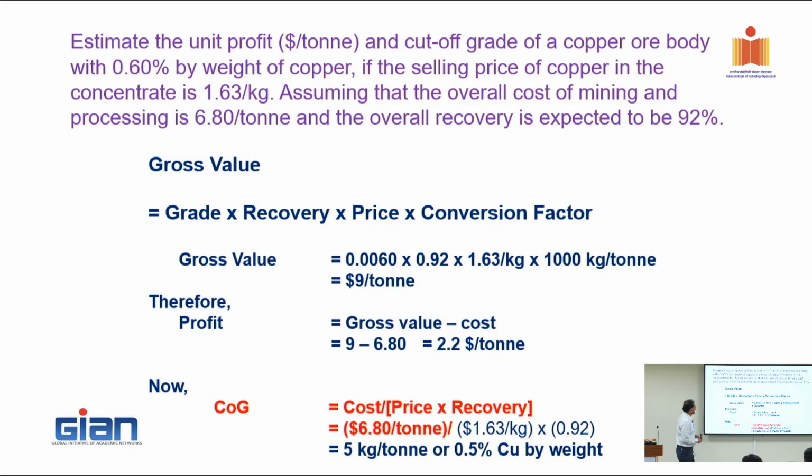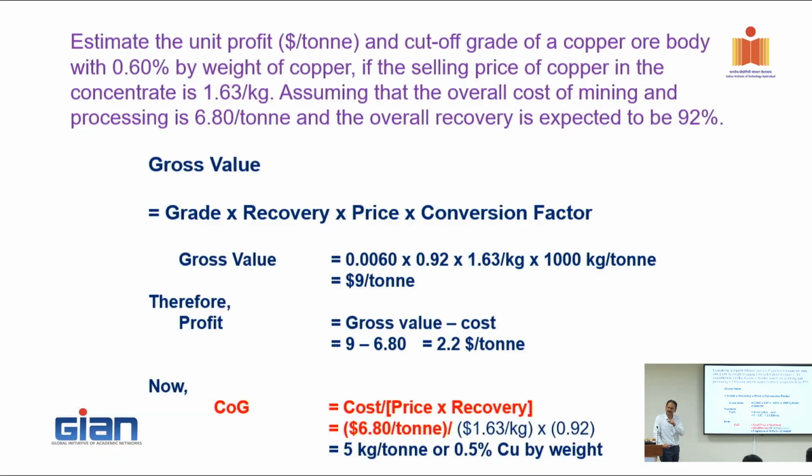1,000 kg per ton. That's right. Yeah, 1,000 kg per ton. So you got 1,000 kgs in 1 ton. That's a conversion factor. Therefore, the profit is gross value minus cost, simply. Can you see that? Yeah, gross value minus cost. So profit is how much? Per ton you are making about $2.2.